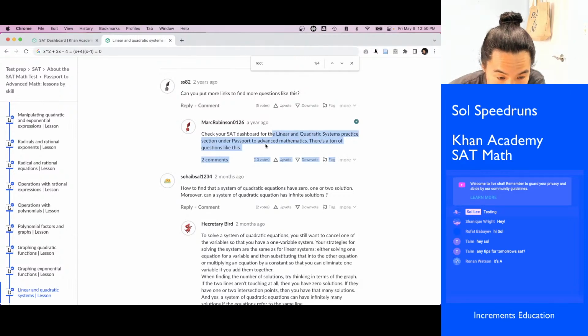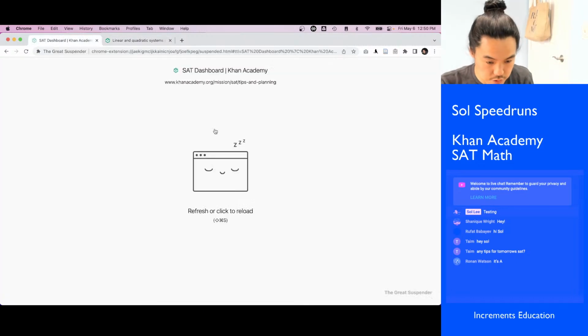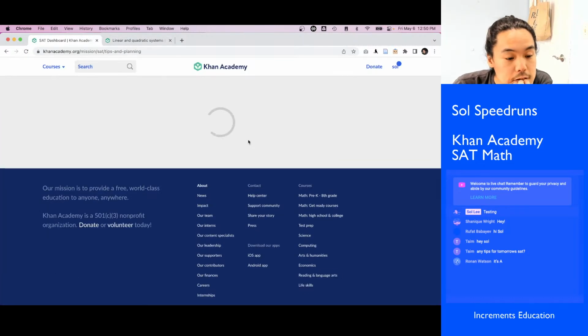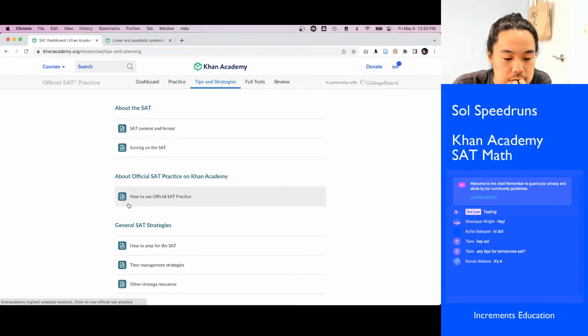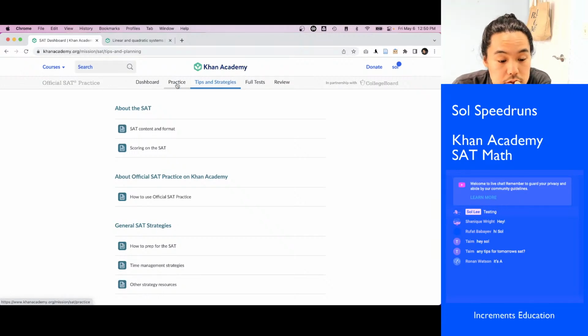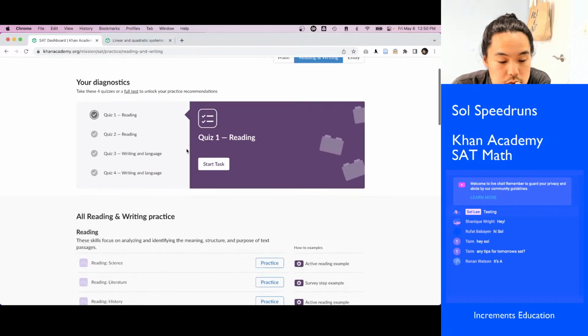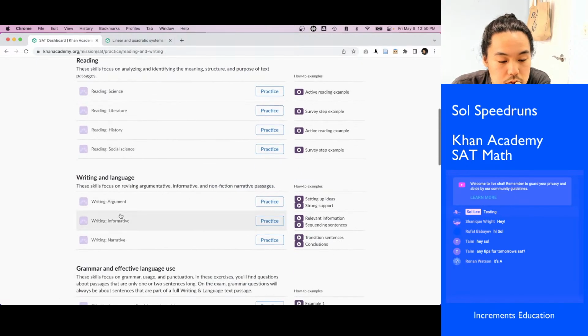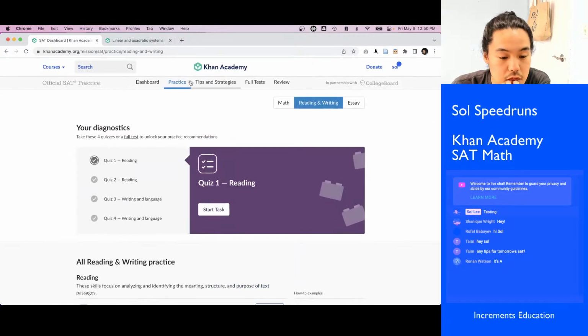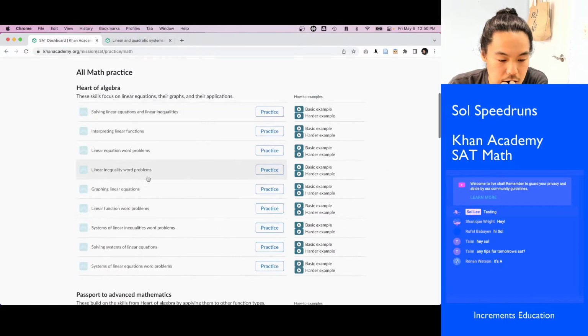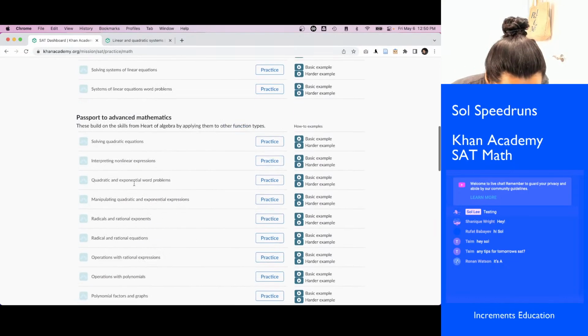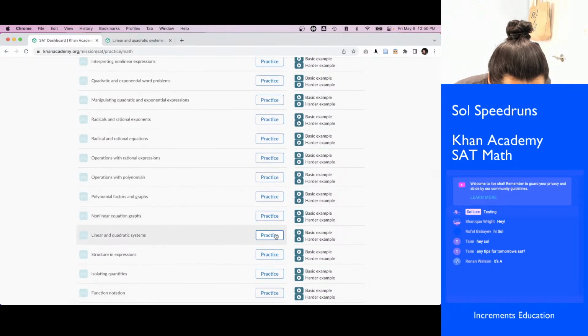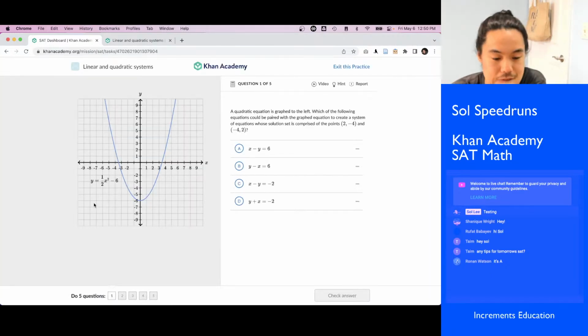Linear and quadratic systems practice. Let's actually get into that for a sec. Where's my math? Oh, I see. This navigation is kind of hard. Linear and quadratic systems. All right, let's do it.